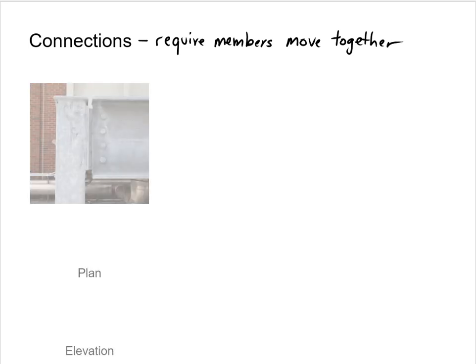Connections do not prevent motion. They require that the members move together. That is different from supports, which actually prevent motion. Most connections fall into one of 3 idealizations.